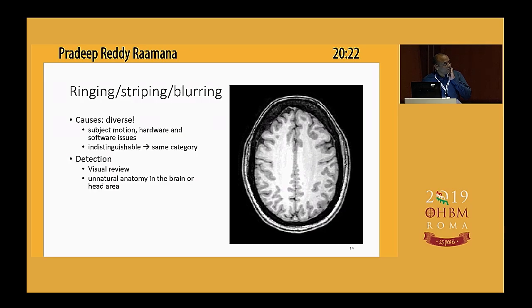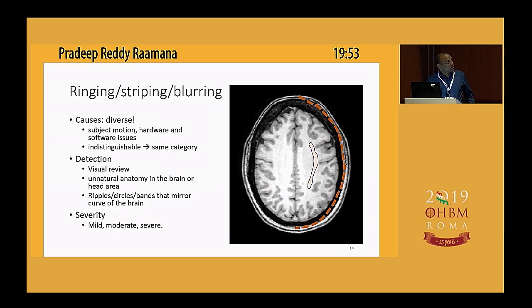For example, in this cross section, I hope you can see that. You can see the ringing. For example, I highlighted it there. So as I flip between, you can probably see it, right? Again, you want to look for unnatural anatomy in the brain that is not naturally occurring, and ripples are bands that mirror the curve of the brain, right? That's the curve of the brain that they typically follow, with different levels of severity.